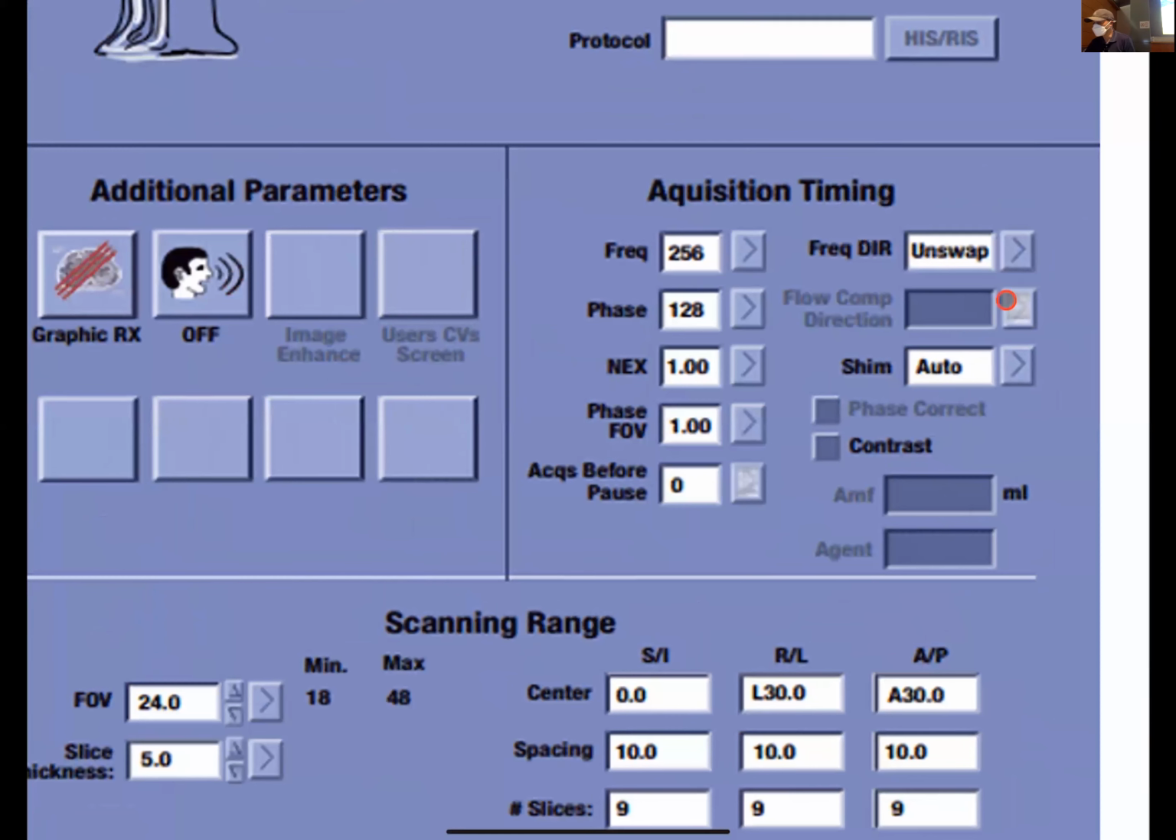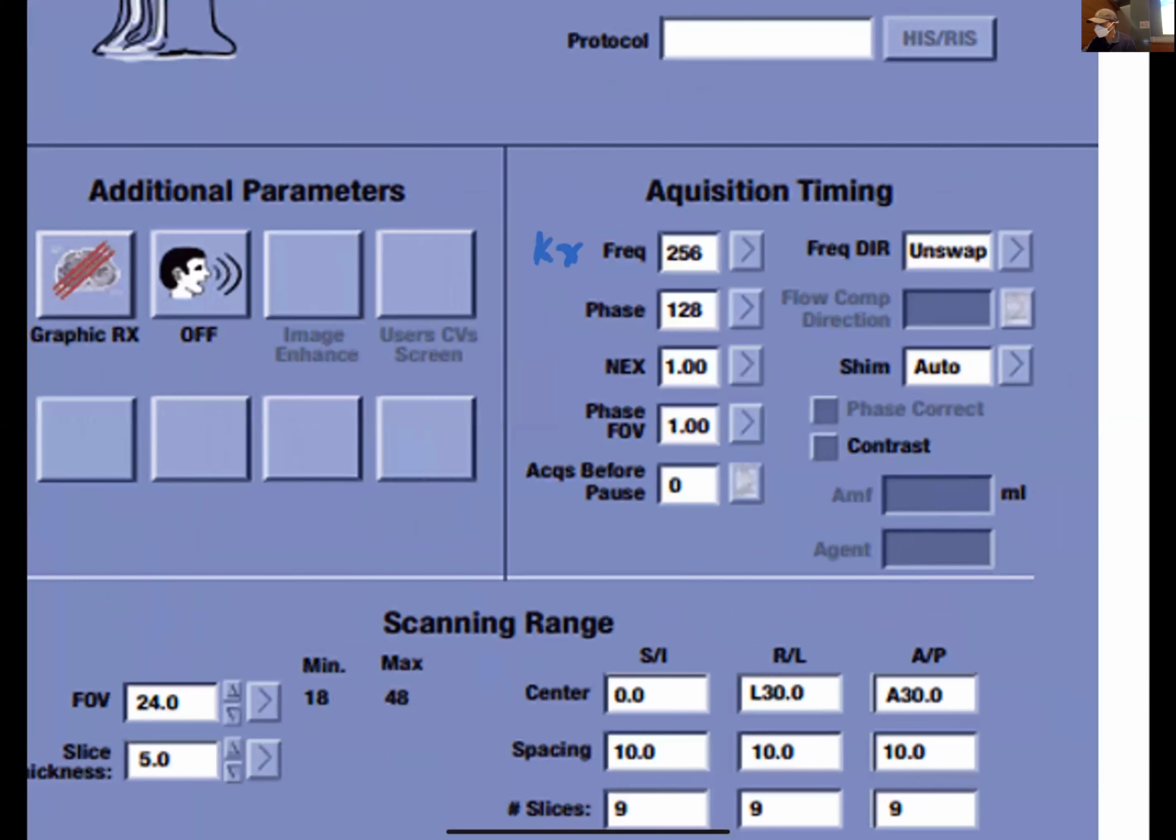So instead, and different scanners are different, but instead what they've specified is matrix size. So this is the number, frequency stands for the readout direction. So this is the kx direction. Okay, and this is the ky direction. Okay. So in this case, delta x would be equal to, my FOV is 24 divided by the number of voxels or pixels I want in the kx direction or the x direction, all right? So that's 256. All right, so in most scanners actually you'll specify the matrix size as opposed to the resolution.